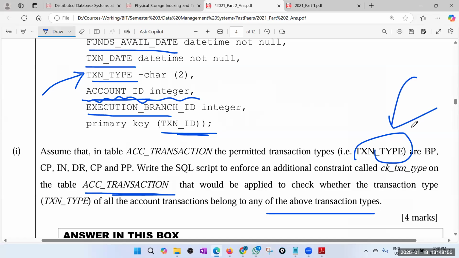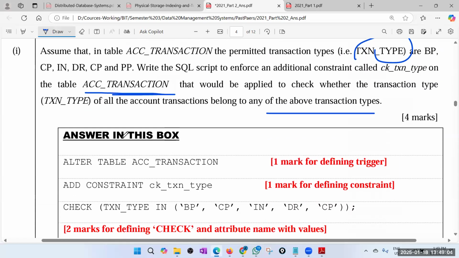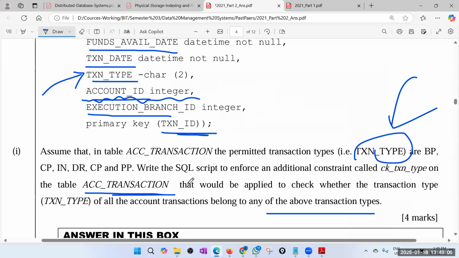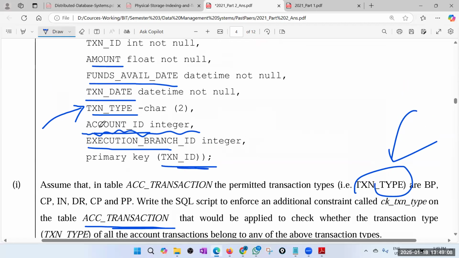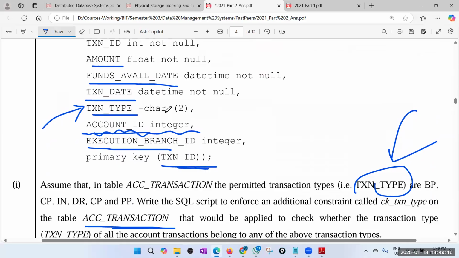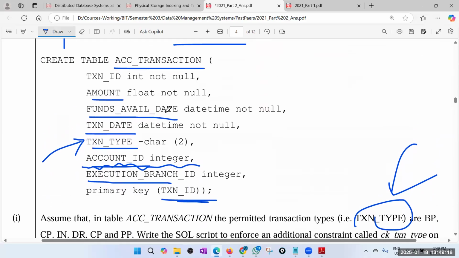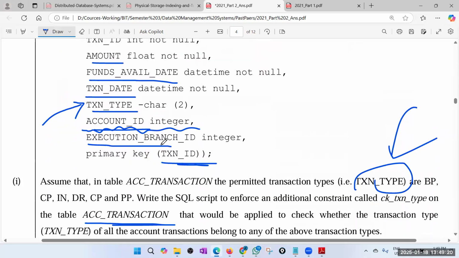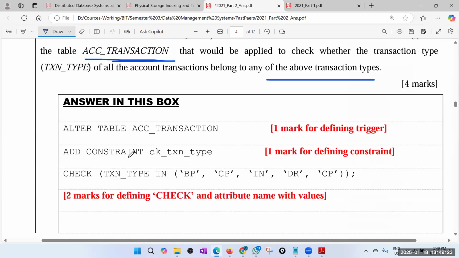Use a check constraint with the IN condition. I check TXN type in these values. Simple as that. But you need to write an alter statement because the table is already created. So alter table, your table name, ACC transaction, then check TXN type in those values.